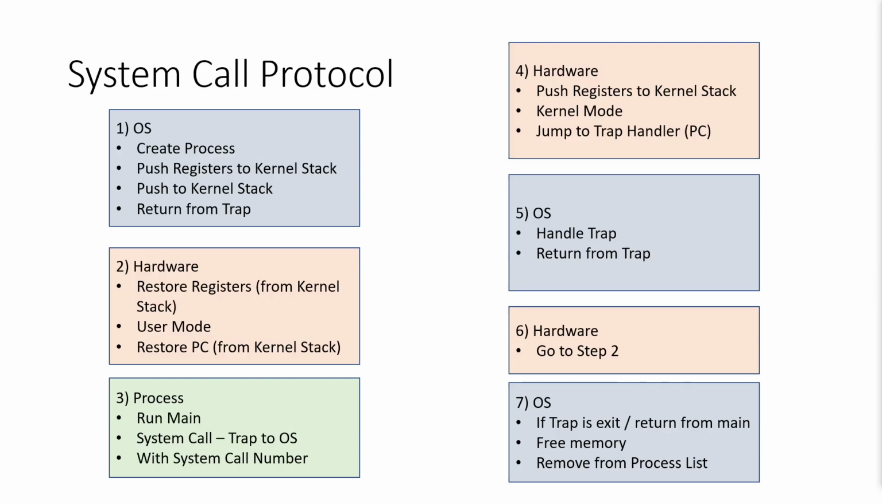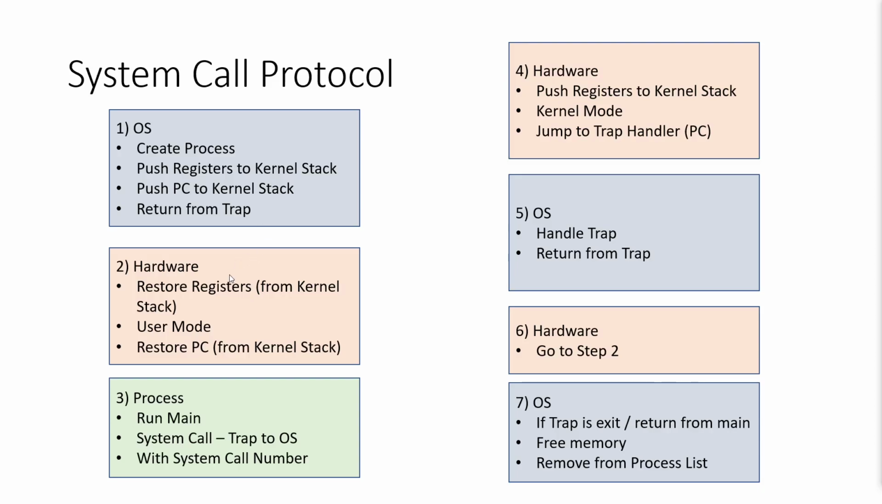The operating system has its own stack, known as the kernel stack. It's going to push the registers. In this case, when we begin, we're just going to push zeros for all the registers. We're going to push the timeout. We're going to push the program counter to the kernel stack. And then we're going to execute a return from trap function call.